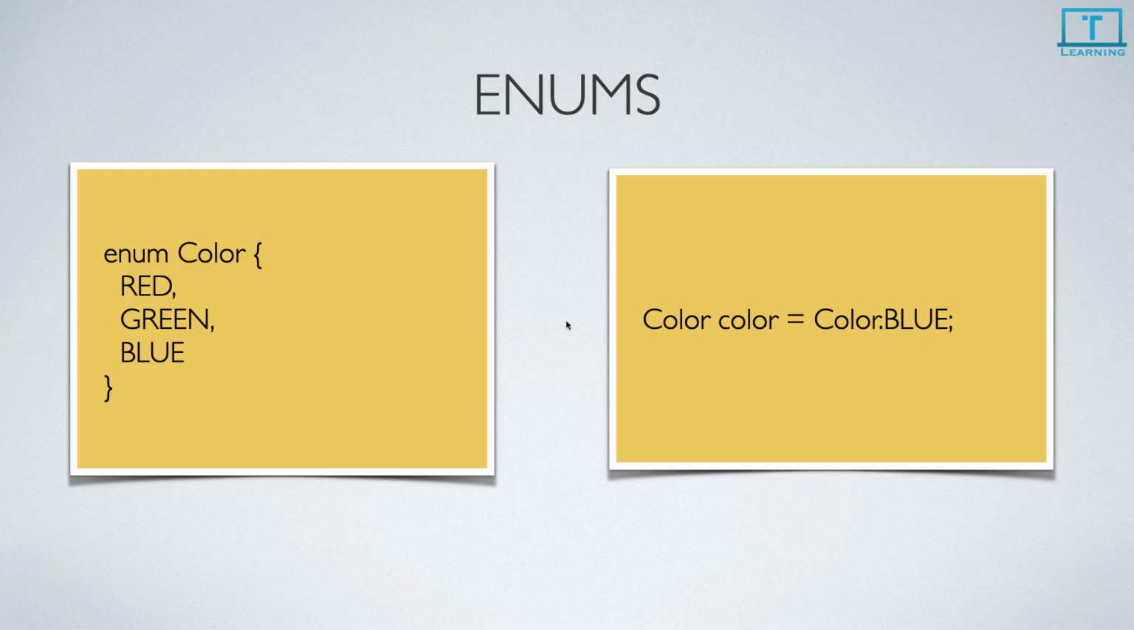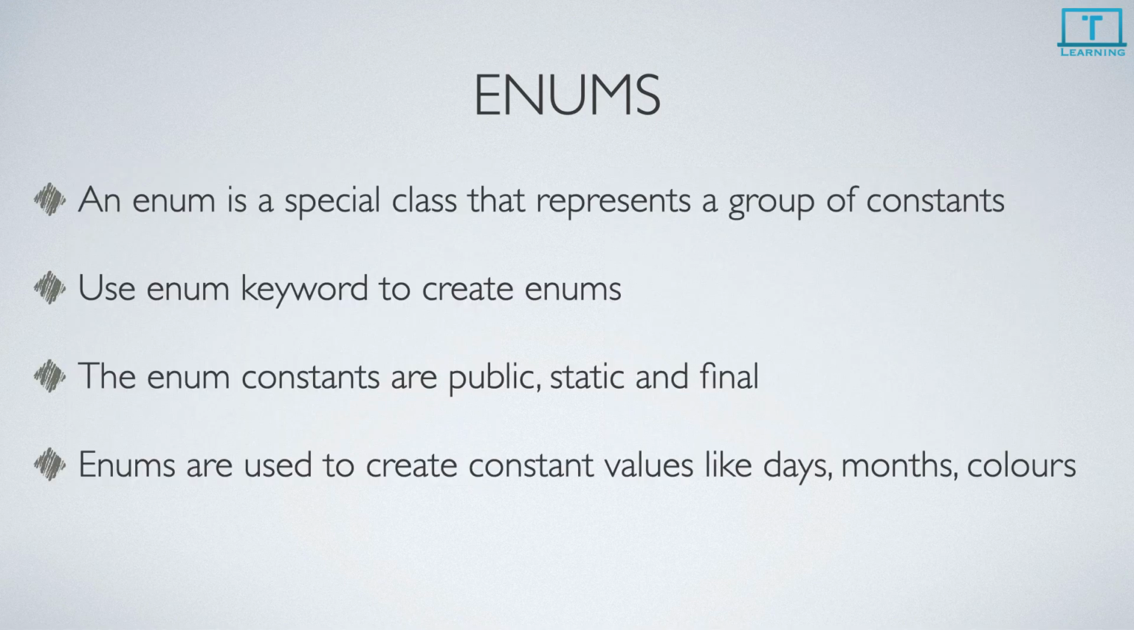So what we have done here is we created a new type named Color, and using this type we created a variable, and this special variable can take a value which is defined in this Color structure. So let's understand it better.